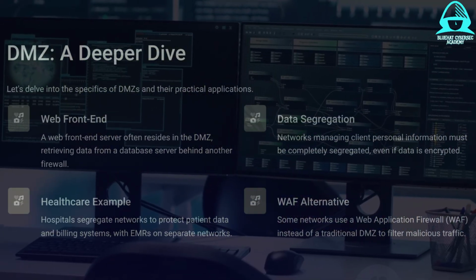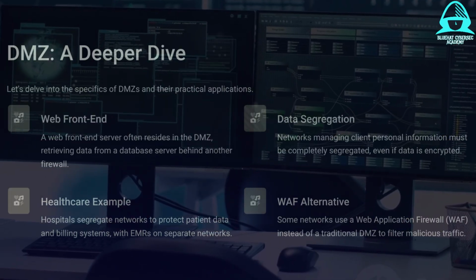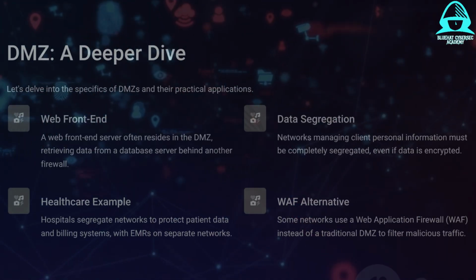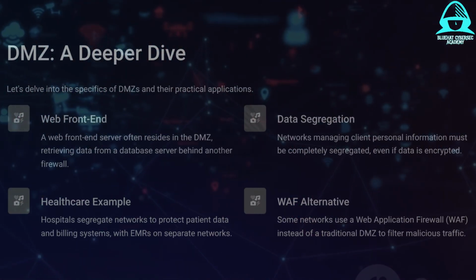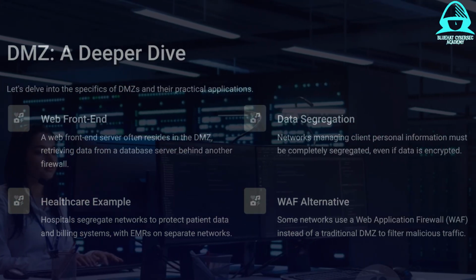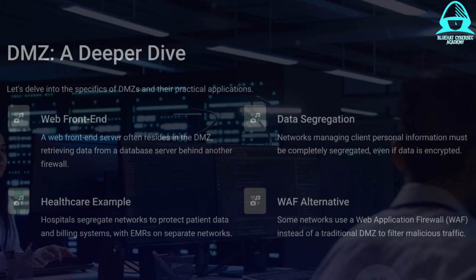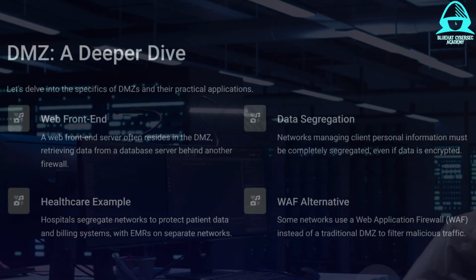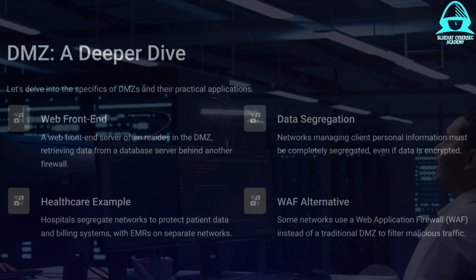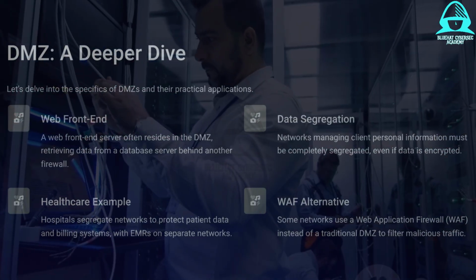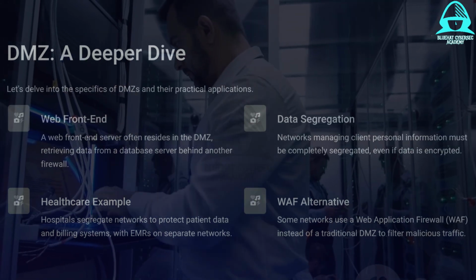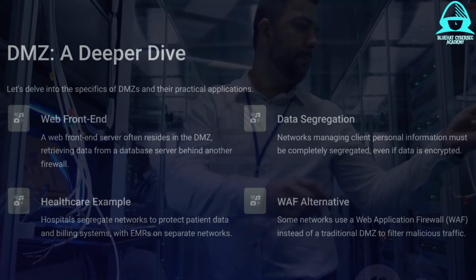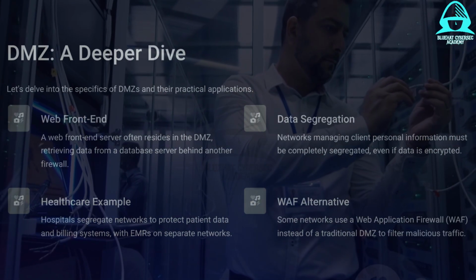Now, let's move further into the specifics of DMZs. A web front-end server might be placed in the DMZ while retrieving data from a database server located on the other side of the firewall. For example, consider a network managing client personal information. Even if the data is encrypted or obfuscated, it is crucial to ensure the network is completely segregated from the rest of the network. Secure switches should allow access only to authorized individuals, and only authorized personnel can manage firewall settings and control traffic between the web server and the internal network.